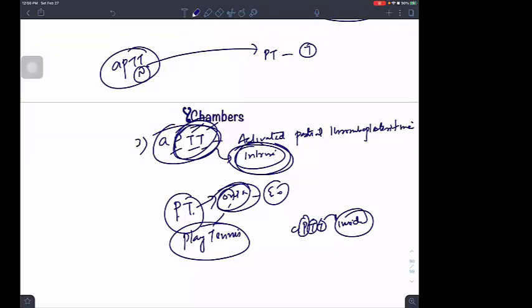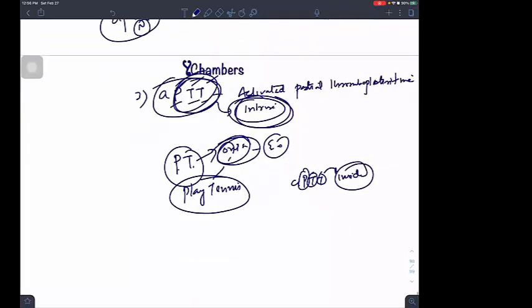Okay. So what is APTT actually evaluating? Which factors will it evaluate? If I am talking about APTT, I am talking about the intrinsic system. In the intrinsic system, I check factors 12, 11, and let me write them in Roman numerals so that you don't get confused in the exam. So you have factor 9 problems, factor 8 problems, factor 10 problems.